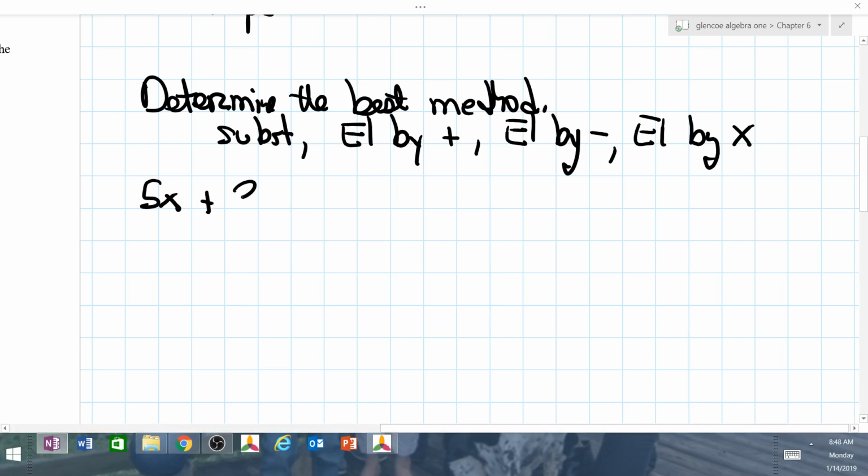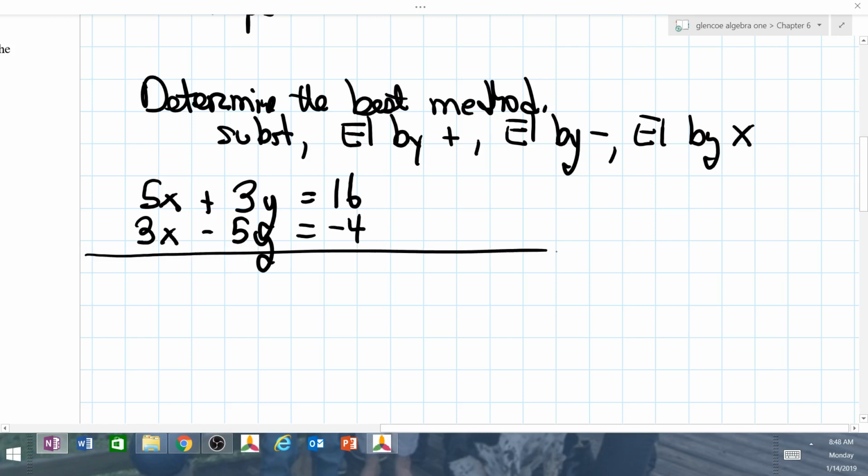5x plus 3y equals 16. 3x minus 5y equals -4. Okay, so the question I will pose is this. Do the x's have the same coefficient? Yes or no? Do the y's have the same coefficient? Yes or no? So what are we stuck with? What do you have to do? Multiplication. Elimination by multiplication is the best method.